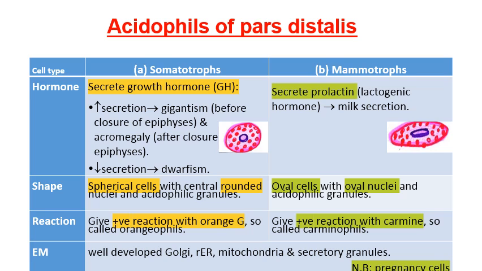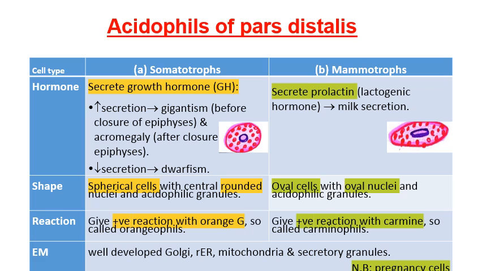This table differentiates between the two types of acidophils of the pars distalis, somatotroph and mammotroph. Somatotrophs secrete growth hormone. If the secretion of growth hormone increases before the closure of the epiphysis, it will cause gigantism, while if increased after closure of the epiphysis, it will cause acromegaly. And if the secretion is decreased, it will cause dwarfism. Somatotrophs are spherical cells with central rounded nuclei and acidophilic granules, giving a positive reaction with orange G, so-called orangophils.